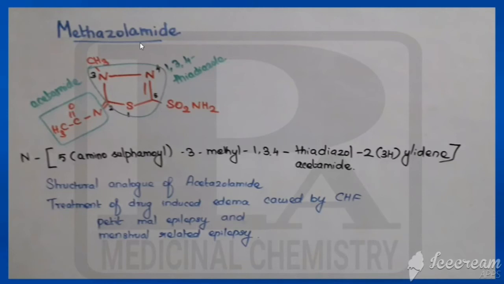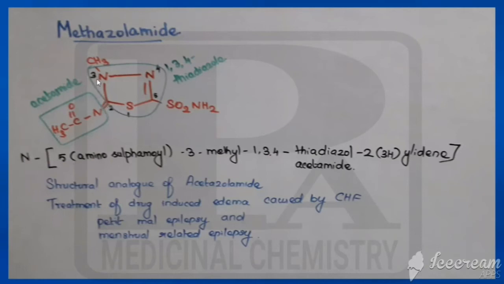Next drug is called methazolamide. Look at the structure. It is also having 1,3,4-thiadiazole, and here the third position has an extra methyl. Acetazolamide is not having methyl in the third position, but this one is having methyl in the third position. From the name itself we can say methazolamide. It is having methyl, azolamide, methazolamide, and same as acetazolamide, it is also having acetamide, but the nitrogen of acetamide is connected with the heterocyclic ring by means of a double bond.